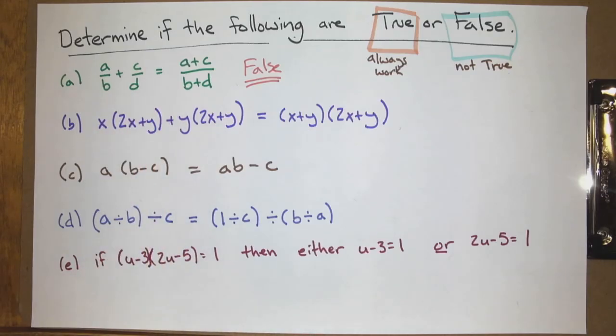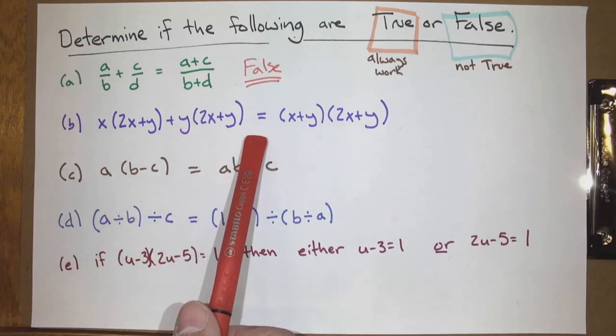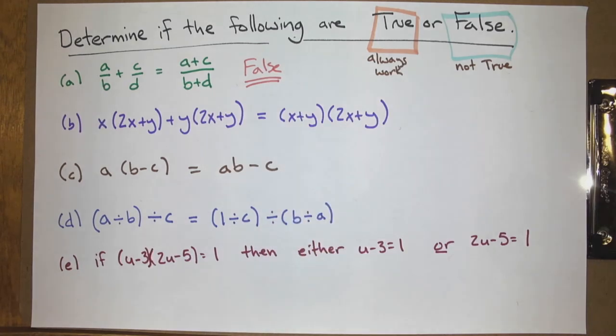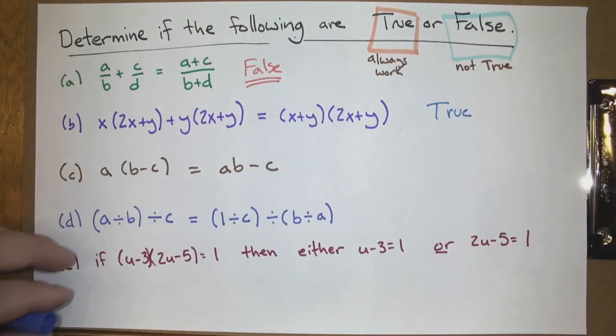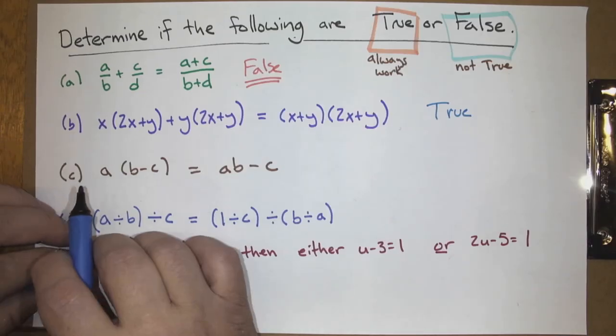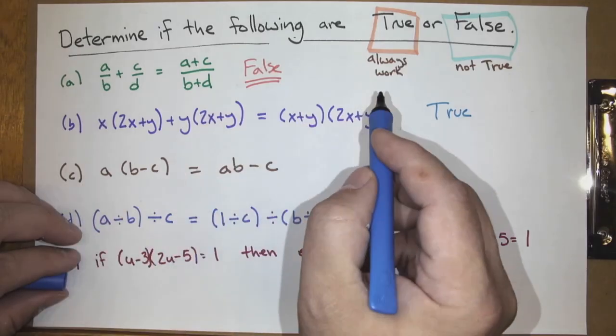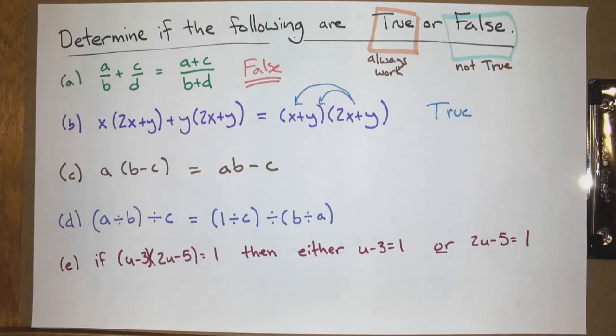Okay. So B. Here you have x times 2x plus y plus y times 2x plus y, and it claims this is x plus y times 2x plus y. True or false? True. Good. What's being demonstrated here? What property? Do you recognize it? Yeah, you're basically doing distribution. You're multiplying that 2x plus y through.